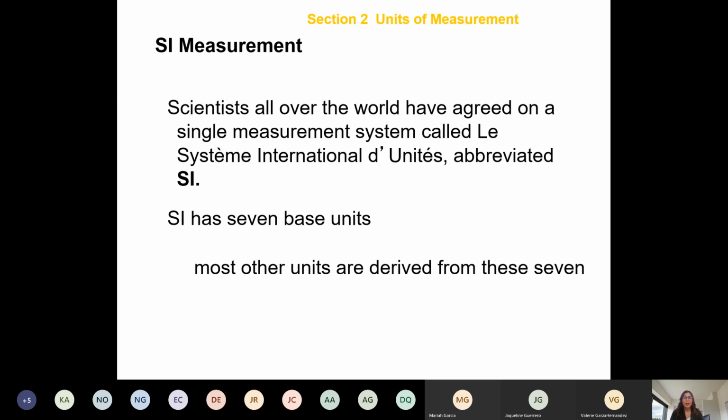Those last 3 are not as common. We're not going to talk about them that much here in class. So we're going to focus on the first 4 today, which is length, mass, time, and temperature. So raise your hand if you need more time here. Okay, I see a couple of you. I'll let you finish. Okay, make sure when you're done, lower your hand.